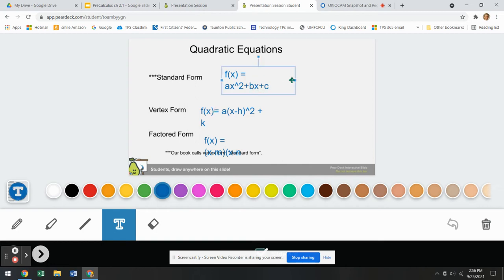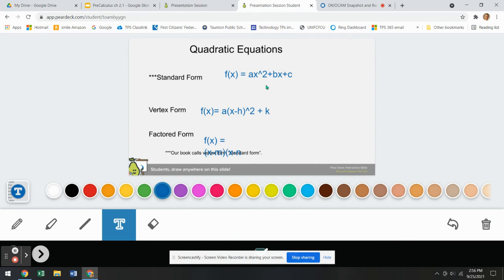Here's standard form. Let me just stretch this out so it looks a little bit better. f of x equals ax squared plus bx plus c. You probably saw that last year or whenever you took Algebra 2. And the a value, the b value, the c value, those are all just numbers. The a is always the coefficient in front of the x squared term. The b is always the coefficient of the x, which I would call the linear term, and the c is the constant. It has no x.